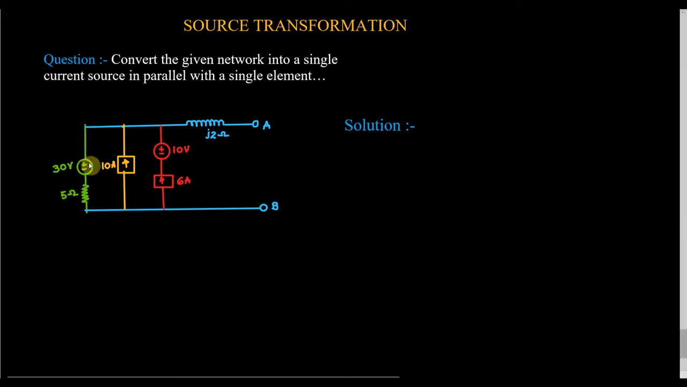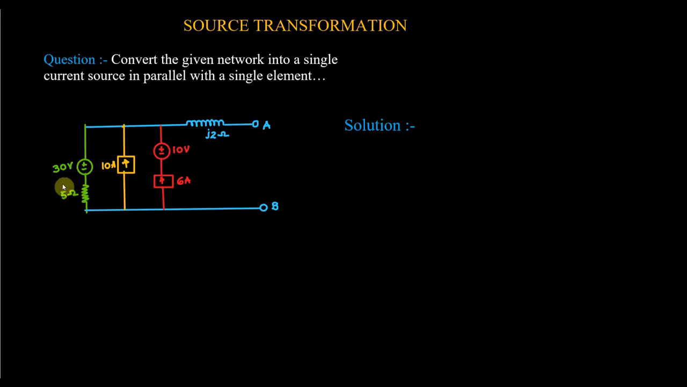They have given this 30 volt voltage source, which is a practical voltage source. Then they have given this 10 ampere current source, which is an ideal current source. They have given this combination, the 10 volt source and 6 ampere source, both ideal sources connected in series.